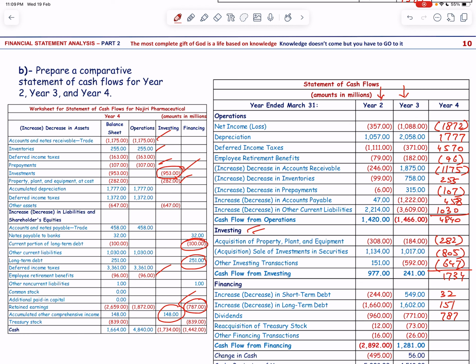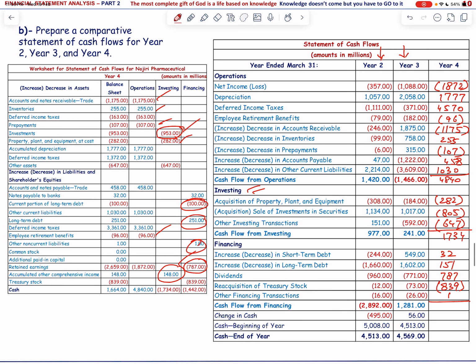Then we have the reacquisition of the treasury stock, and that is 839, and this is in brackets. And then finally we have the other financing transactions of 1, so we put 1 over here. We make the total, and this is negative 1442.